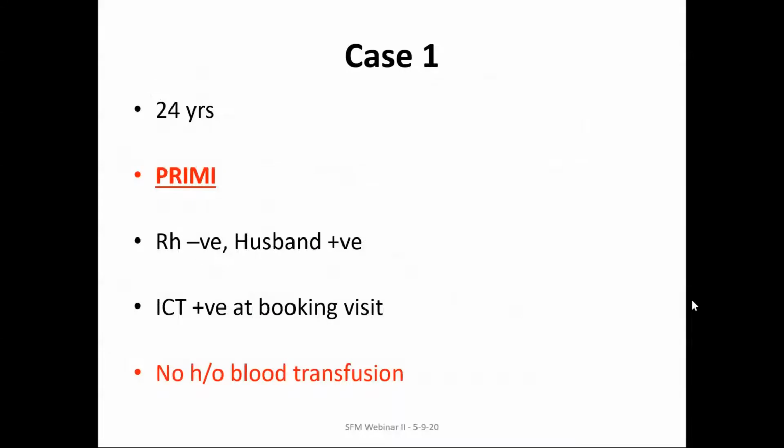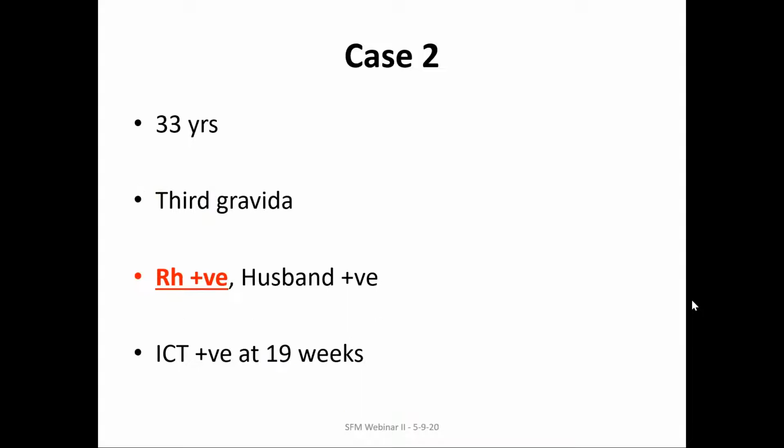Now, the first case that we said was a 24-year-old primary gravida, negative positive couple, but despite being a primary gravida, her ICT was positive at booking, which is not what you would expect. And remember that she did not have a history of any whole blood transfusion. The second case was a 33-year-old third gravida. She was Rh positive. Husband was also positive, and despite that, the ICT was positive at 19 weeks.